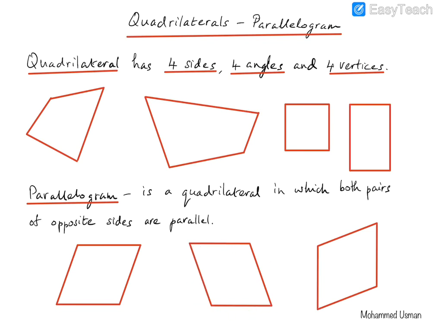The side on the left and the right are parallel. The side at the bottom and the top are parallel. Similarly here, the top and bottom sides are parallel, and the left and right sides are parallel. So a parallelogram is also a quadrilateral because it has four sides, four angles, and four vertices. But the condition is that both the pairs of the opposite sides of the parallelogram are parallel to each other. So that's the definition of a parallelogram.